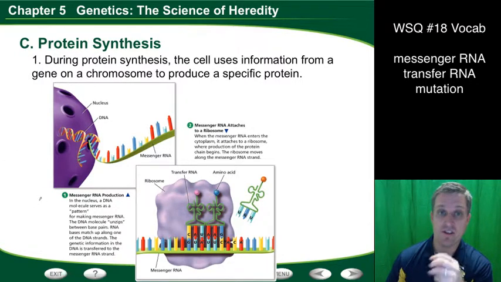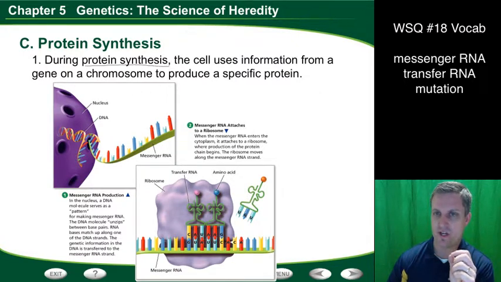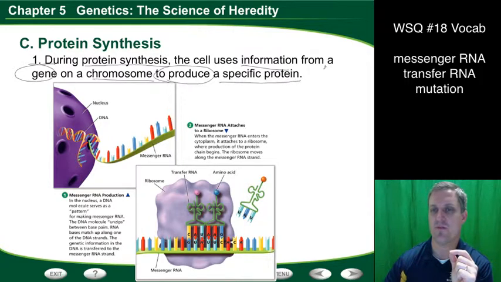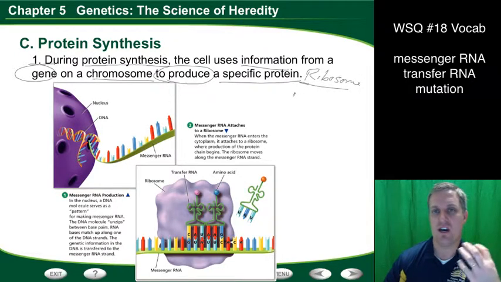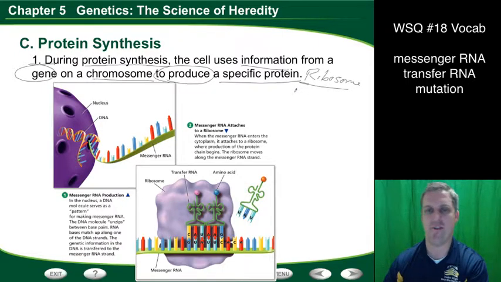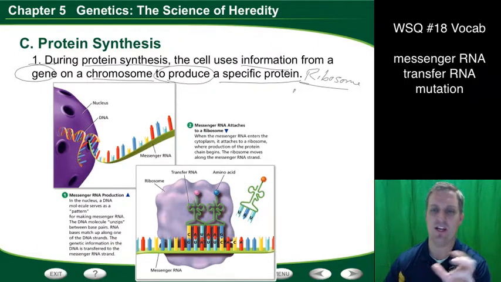Step one, it starts in the nucleus. And protein synthesis, before we really get into it, is the process by which the cell takes information from a gene on a chromosome and produces a specific protein in a ribosome. Okay, that's what's going to happen in this process. So we're going to start in the nucleus. RNA is going to come along. Messenger RNA is going to do some work, come over to the ribosomes. You're going to see tRNA working, and you'll see new proteins made. That's what's happening. Protein synthesis, the creation of proteins.